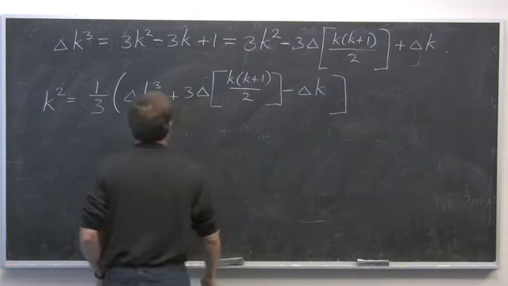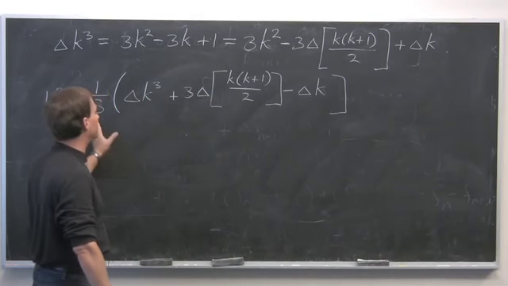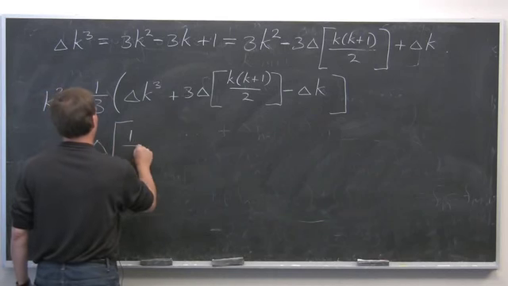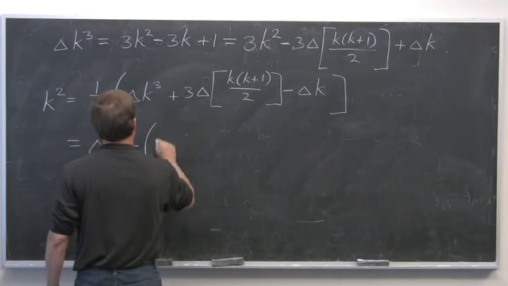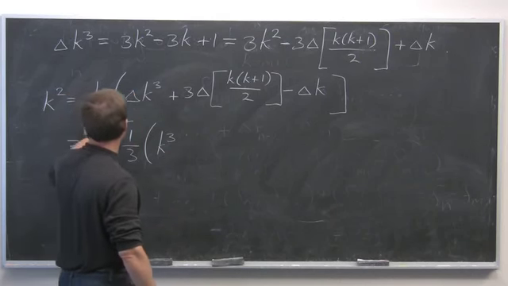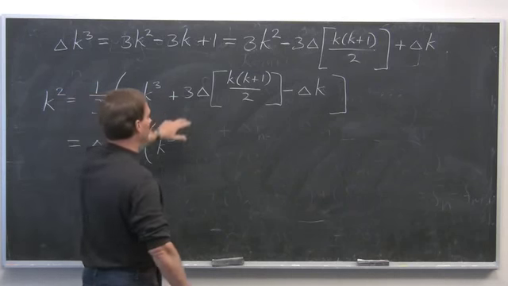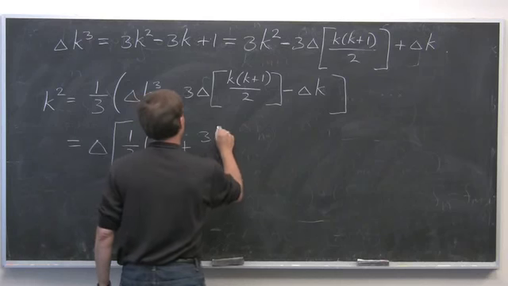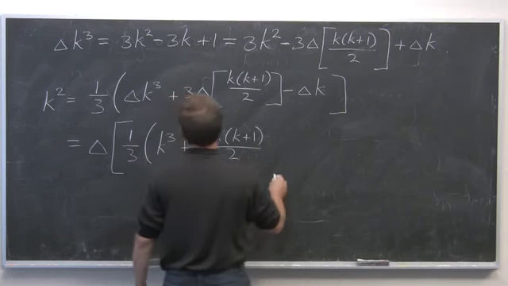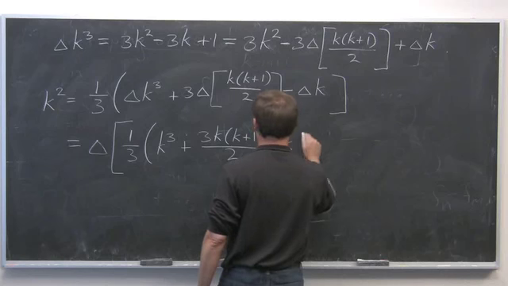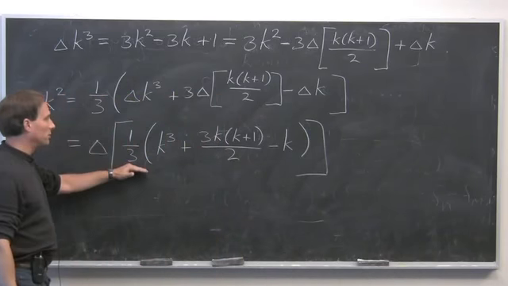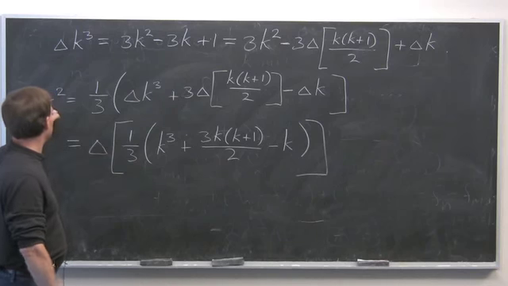But now you use that delta is linear. You can move the 3 inside, combine all the deltas. You get that it is delta of 1/3, and then there's the k cubed. I've got the 1/3 outside here, otherwise we'd cancel it with this 3, but plus 3k times (k plus 1) over 2, and then a minus k. So here's a function whose delta is k squared.